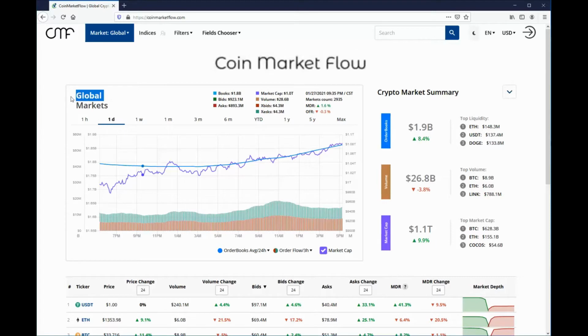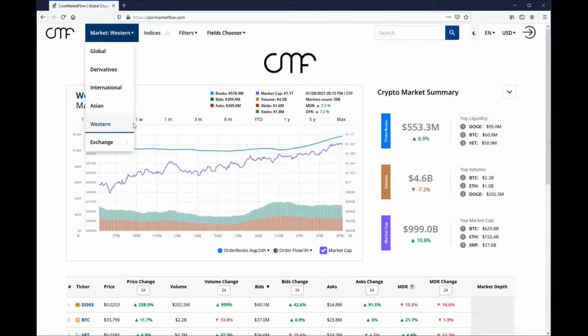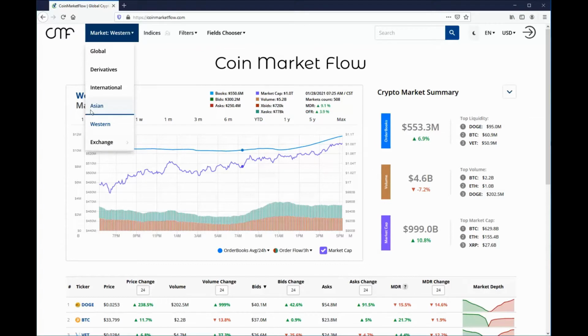Here we are looking at global markets, but if we drop down the market selection menu and change the market to something else, it will also change the title of the chart along with all the rest of the data you see on the entire page.